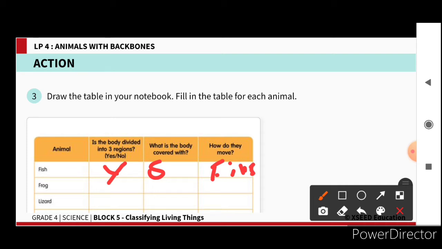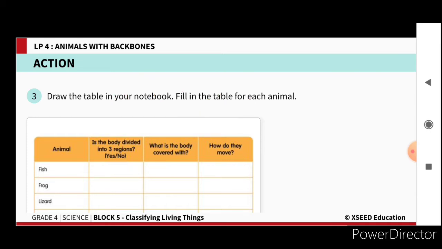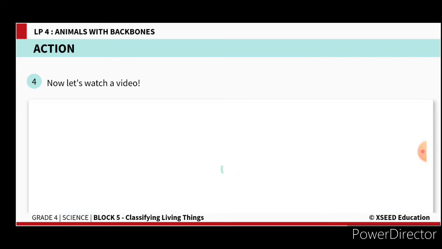So in this way, this tabular column should be in your notebook as activity, children. So write this by seeing the picture, what image I showed. Based on that, make this tabular column in your notebook, children. And next, to understand more about these animals, you watch this video.